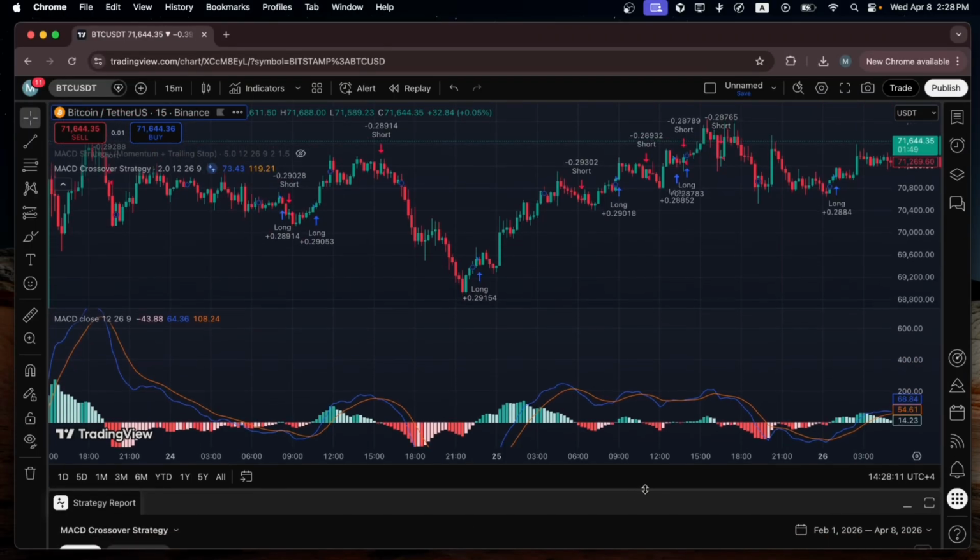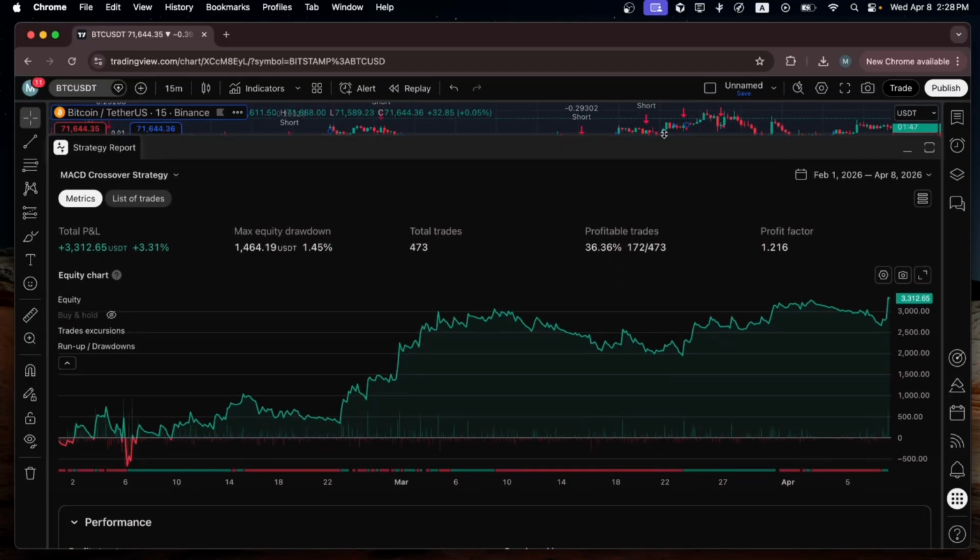Now let's see the real results for this MACD strategy. Here the total PNL is 3% and the max equity drawdown is only 1.5%. Also the total number of trades is 473 and the win rate is actually 36%, which is really low for this strategy. The backtest period is from 1st of February until April 8th.